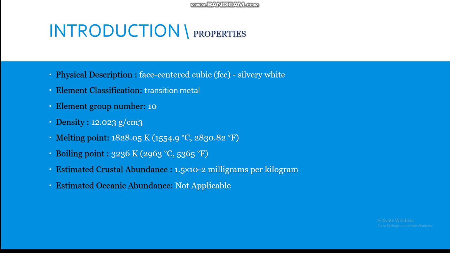For physical description, face-centered cubic, and appearance silvery white. Element classification transition metal, element group number 10, density 12.023 gram per cubic centimeter, melting point is 1828.05 Kelvin, boiling point 3236 Kelvin, estimated crustal abundance 1.5 times 10 to the power of negative 2 milligram per kilogram. Estimated oceanic is not applicable.